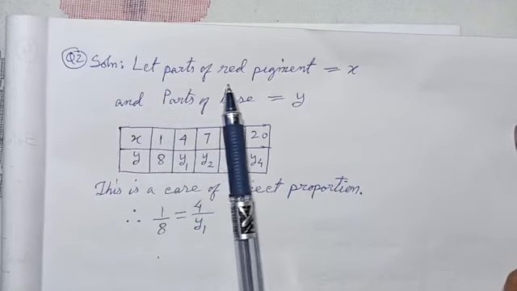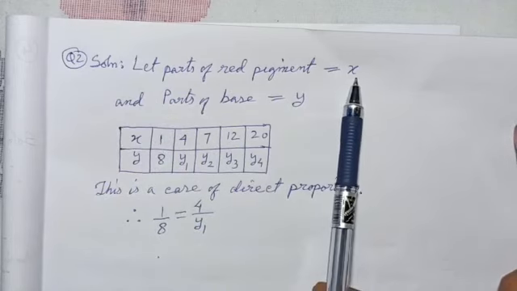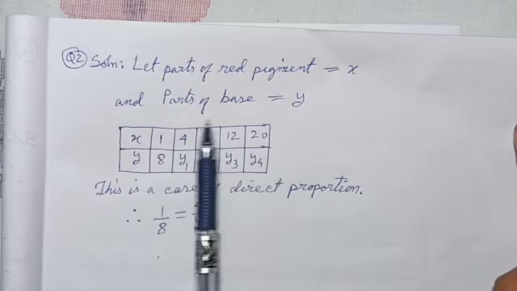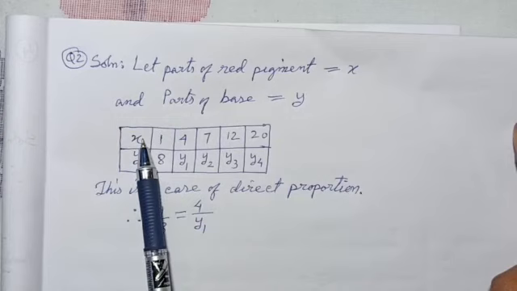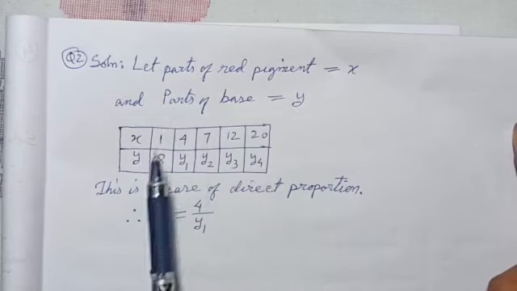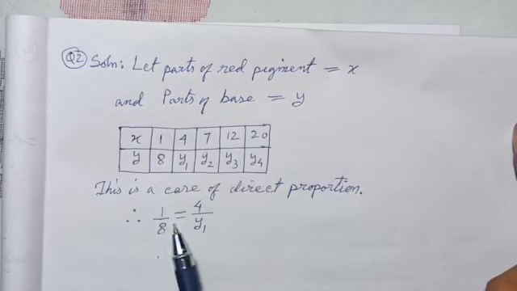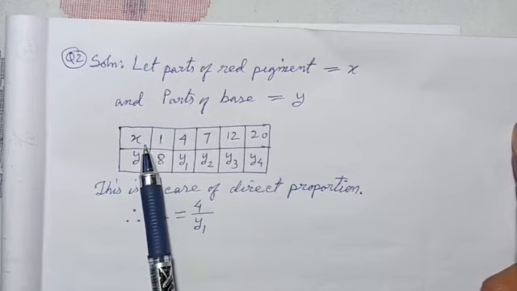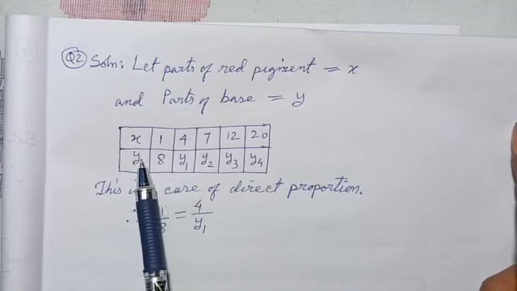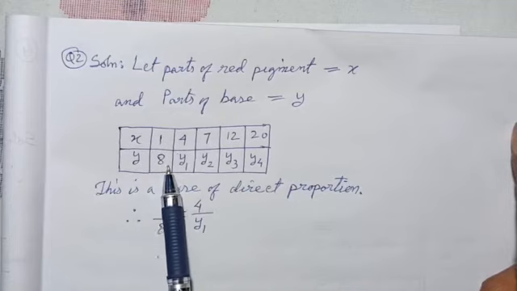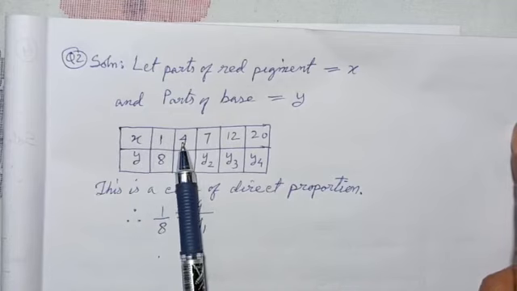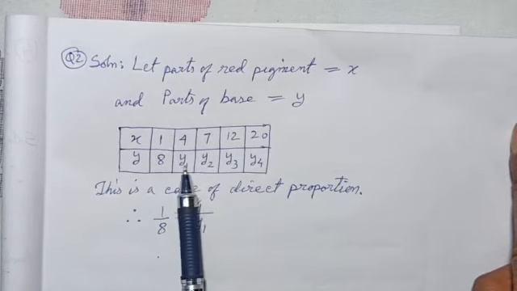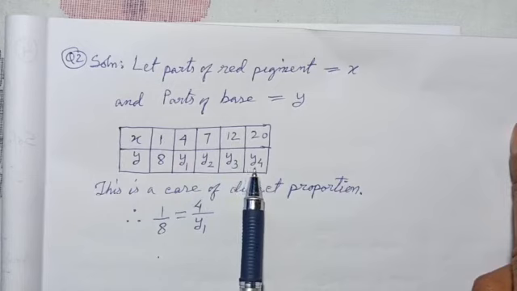Let X be parts of red pigment and Y be parts of base. Now let's make a table. This is X, parts of red pigment, and this is Y, parts of base. From the question, the first X is 1 and the first Y is 8, then X is 4, 7, 12, 20, and we have to find out how much Y1, Y2, Y3, and Y4 are.